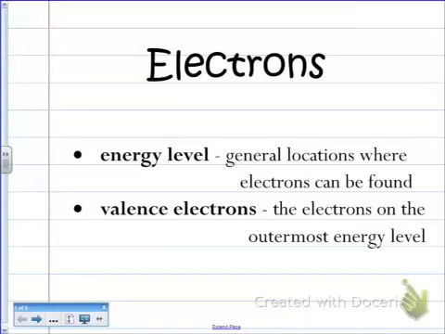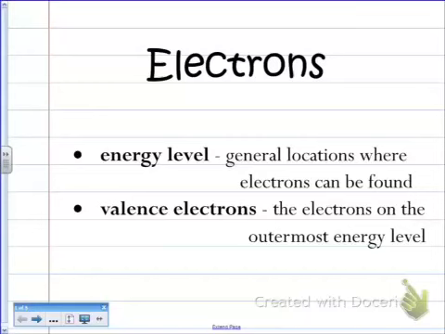We know that electrons are negatively charged particles that are racing around outside the nucleus of an atom, that they're very, very small, but they move around in a lot of space. A couple of definitions you should already be familiar with. Energy levels are the general locations where electrons can be found. We can't know exactly where an electron is at any moment, but we do know that they live in energy levels, like different stories of a building.